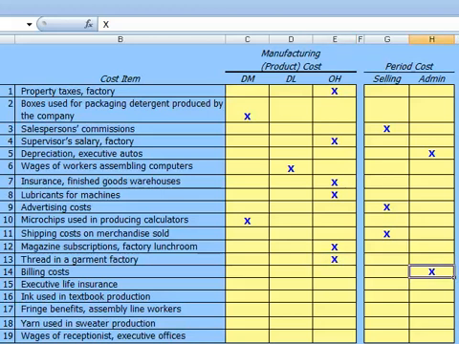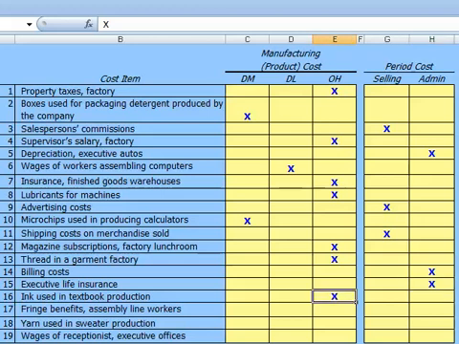Billing cost would be an administrative cost and part of selling and administrative cost on our income statement. It is a period expense. Executive life insurance is another period cost and would be classified as an admin expense.